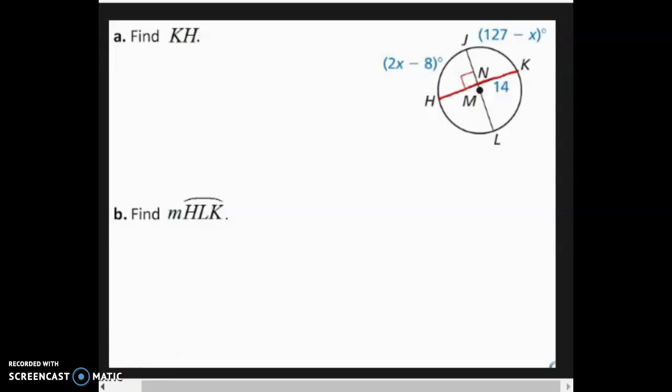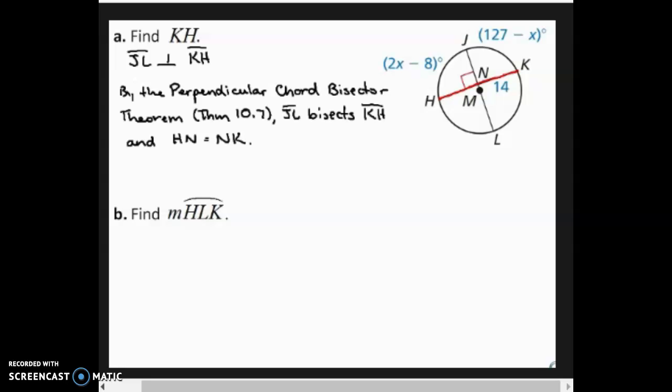Part A. Find KH. Looking at the diagram, notice that line segment JL is perpendicular to line segment KH, and line segment JL is a diameter. So by the perpendicular chord bisector theorem, line segment JL bisects line segment KH, and HN equals NK. So again, looking at the diagram, you were given NK equals 14.